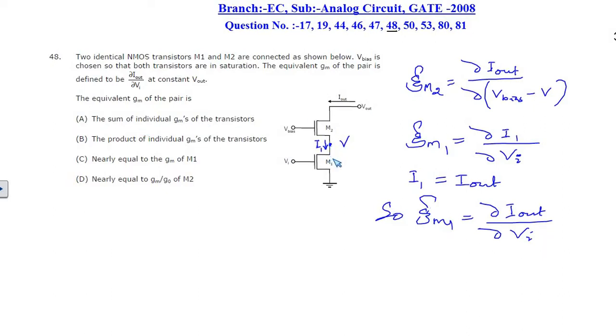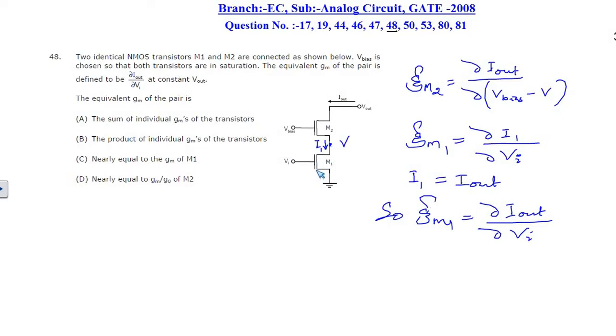Suppose I1 is the current that is flowing through N1 transistor and the voltage here is V. Then the transconductance of N2 transistor will be given by the differentiation of the output current with respect to the gate to source voltage of N2 transistor. The gate to source voltage of N2 transistor will be the difference of V bias minus V. So the transconductance of N2 transistor, that is GN2, will be given by the differentiation of output current with respect to the VGS of N2 transistor, which is the difference of V bias minus V.